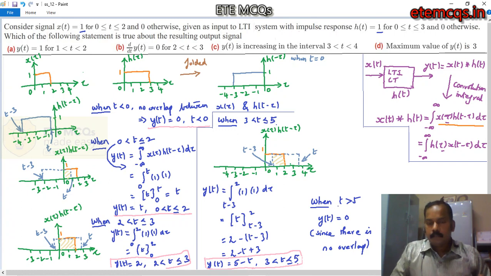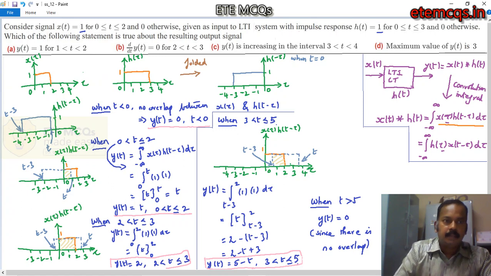Now let us focus on the conditions. What do we have? Y of t is equal to 1 for t between 1 and 2. Just check, for t between 1 and 2, y of t is actually t. So the first condition is invalid. The question asked is to find the true statement. This is a false statement. This is false because for t between 0 and 2, y of t is t, whereas here you have 1. So it is incorrect.